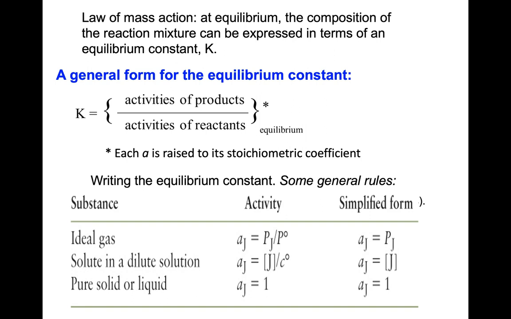For gases, as the reaction progresses, the partial pressure of the gas changes. So the activity is that partial pressure relative to the standard pressure of 1 bar or 1 atmosphere. For aqueous solutions, the activity is just that concentration relative to the concentration of 1 molar. And for pure solids and liquids that aren't changing, the activity is equal to 1. So in our expression for K, the activity is often simplified as the concentration in terms of molarity or the value of the partial pressure in terms of bar or atmosphere.